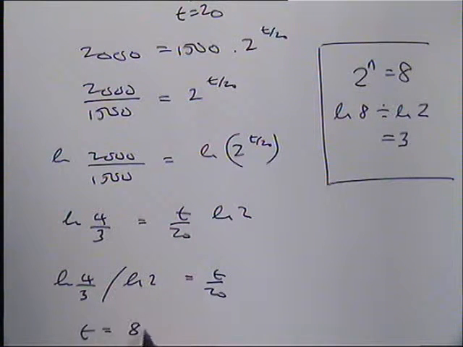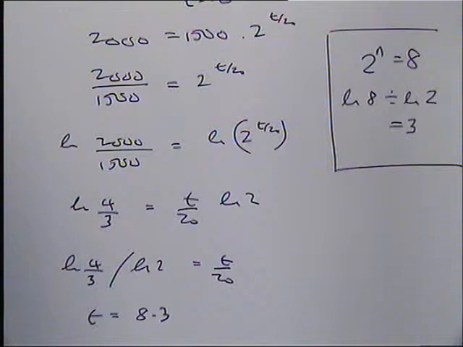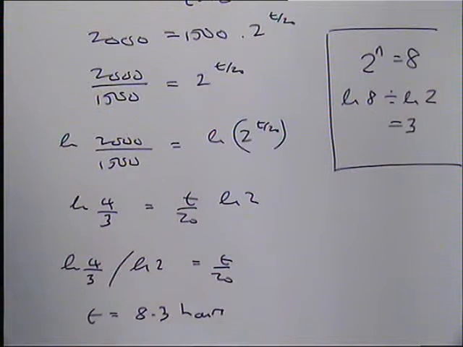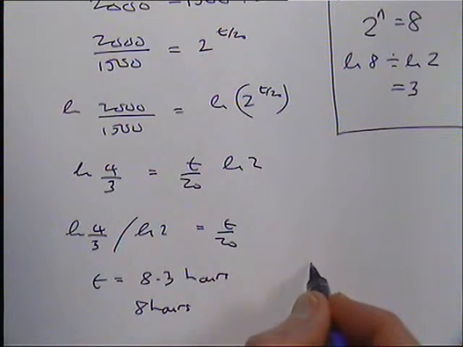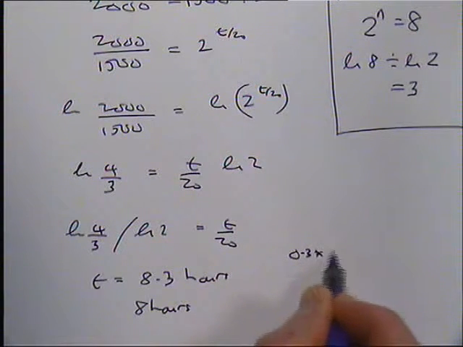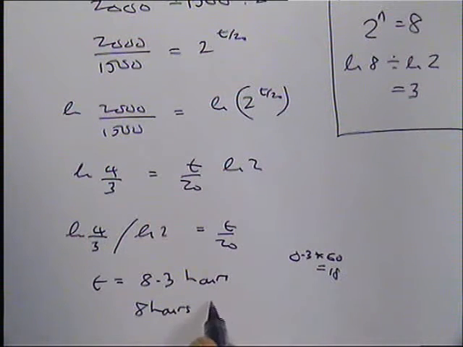I don't know what that is in minutes. Okay, is it exactly 8.3? No, it's got 7 or 2 noughts, pretty close. Okay, that's correct. 8.3 is in hours. How would you convert that to minutes? It's 8 hours, and how would you work out what 0.3 of an hour is? 0.3 times 60. And what's that? 18. So it's 8 hours, 18 minutes.